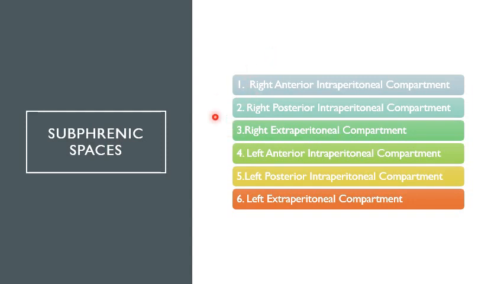So moving on, there are 3 subphrenic spaces on the right side. They are right anterior intraperitoneal compartment, right posterior intraperitoneal compartment, right extraperitoneal compartment. The 3 on to the left are left anterior intraperitoneal compartment, left posterior intraperitoneal compartment, left extraperitoneal compartment. We will be learning in great detail about each of these subphrenic spaces. It may be asked as a question, so do concentrate.